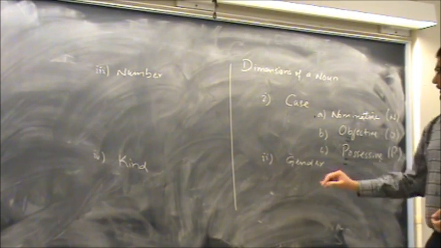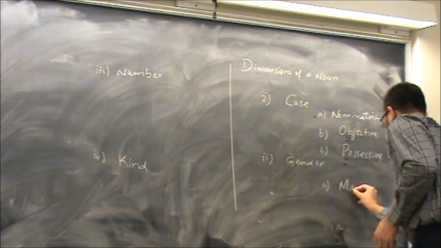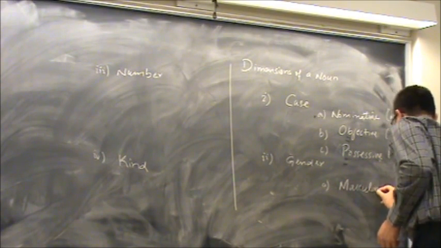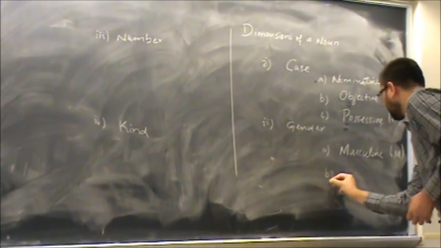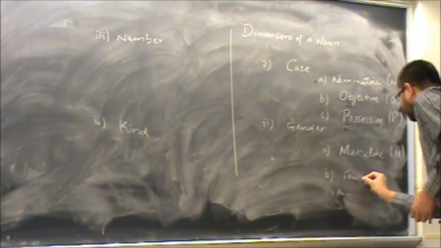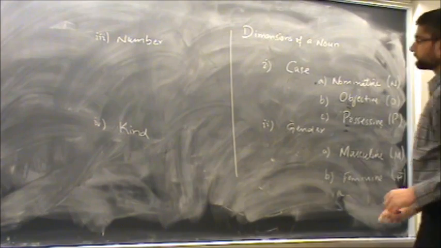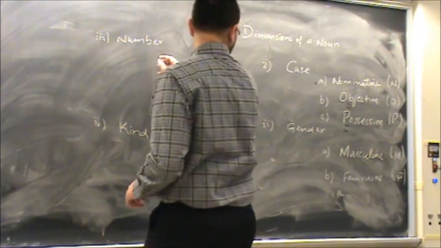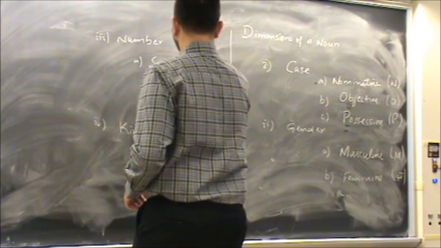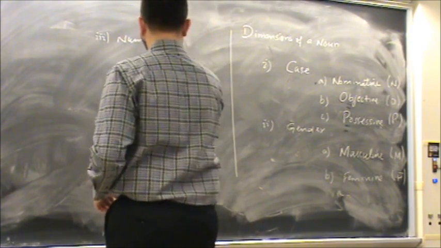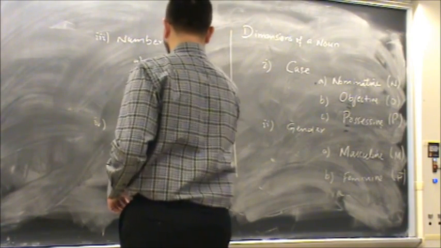Alright, in terms of gender, how many genders are there? 2. Masculine, I'll call it M, and feminine, F. Number, how many? 3. Singular, double, and plural.